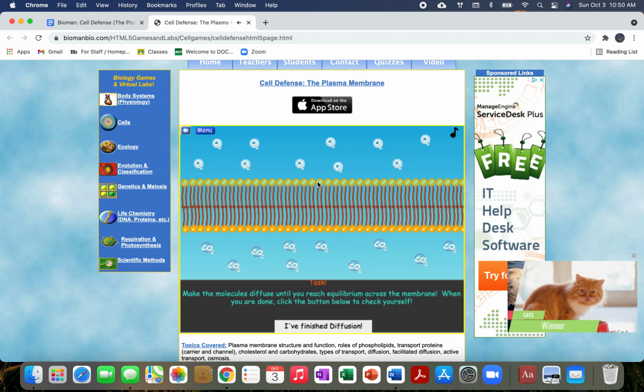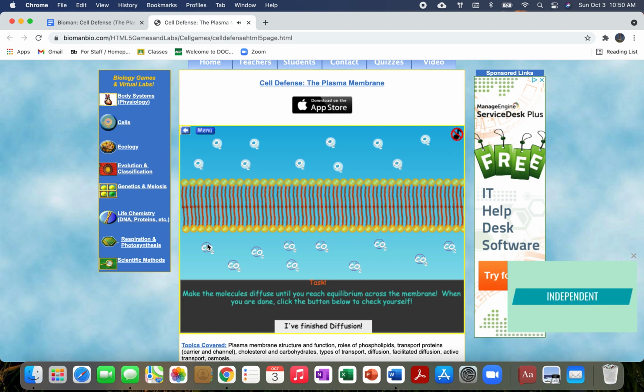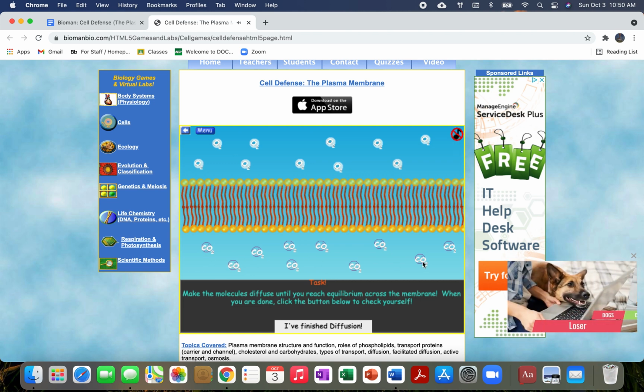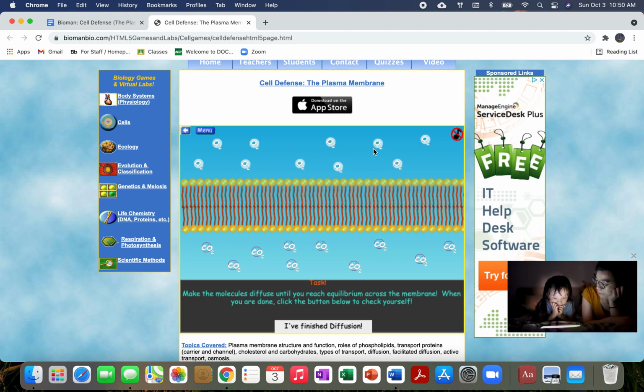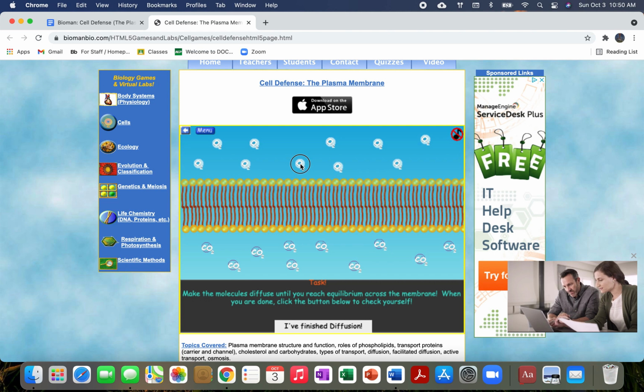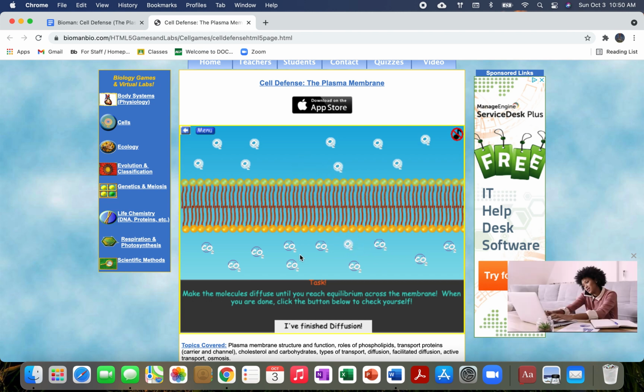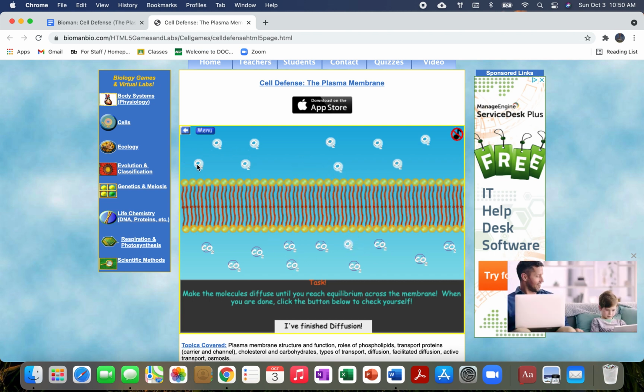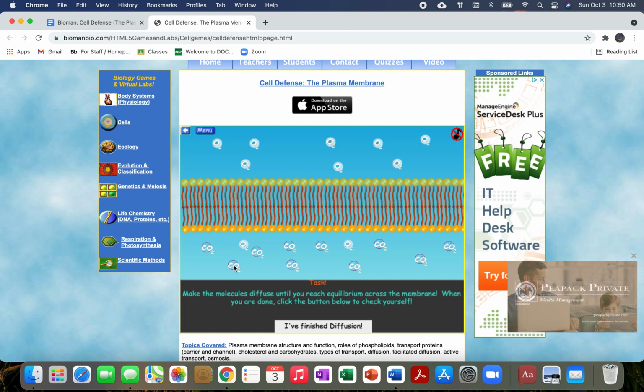So here we see we have carbon dioxide molecules on one side, oxygen molecules on the other. We need to get them across the membrane. So all you're going to do is click on one and drag it across, okay? We need to keep doing this until it's equal, all right? So I would count up how many of each you have and make sure you have an equal amount on each side.